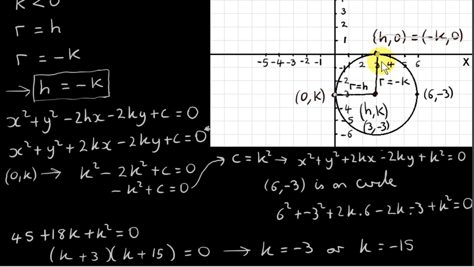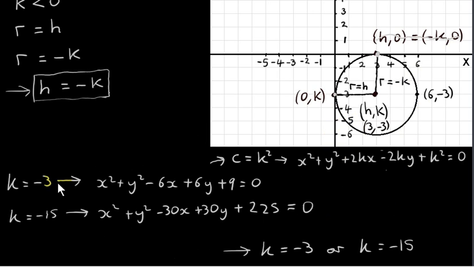We also have the radius. The radius is 3. Now we have a second circle with a k value of minus 15. I can't indicate that on the diagram, but it's a much larger circle passing through 6, minus 3, touching both axes and centered at the point with coordinates 15, minus 15. Anyway, we can go back to this equation here and just plug in each value of k in turn. If we plug in k equals minus 3, we get this equation here. This is the equation of the small circle. If we plug k equals minus 15 into this, we get the equation of the much larger circle.